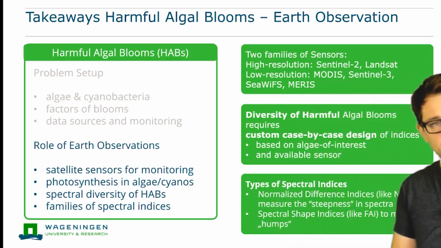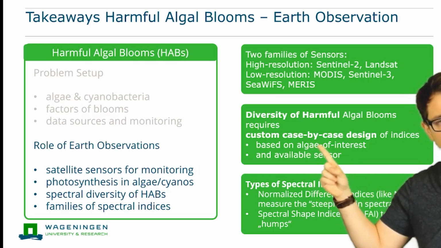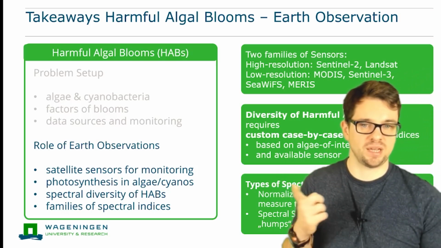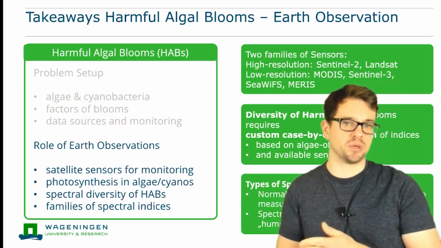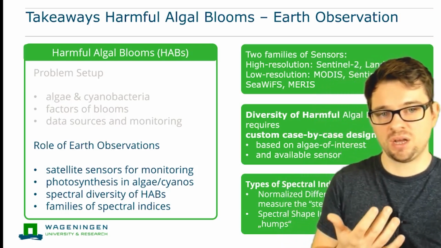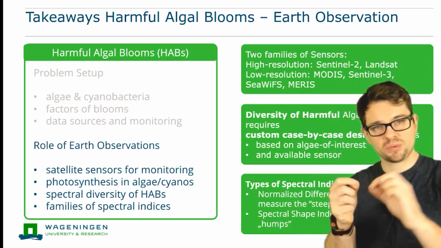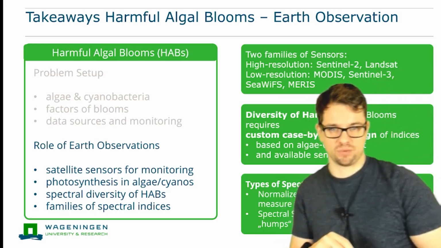The other takeaway is that harmful algal blooms can come in many shapes and forms and colors. So there's always a need for a custom case-by-case design of indices based on the algae of interest and the available sensor. That's why it's important to go deep into the literature, see what other people have proposed for these specific cases, to be able to distinguish different types of algae in the first place.